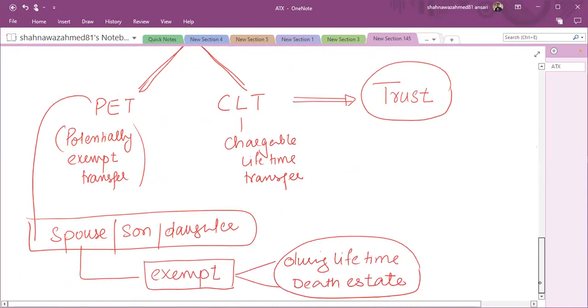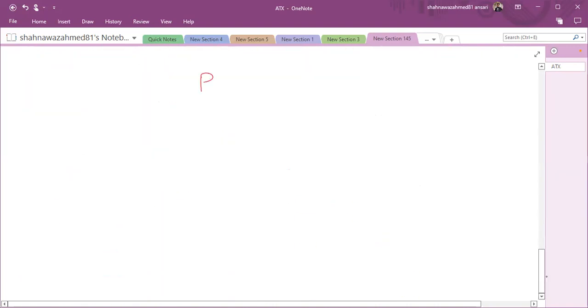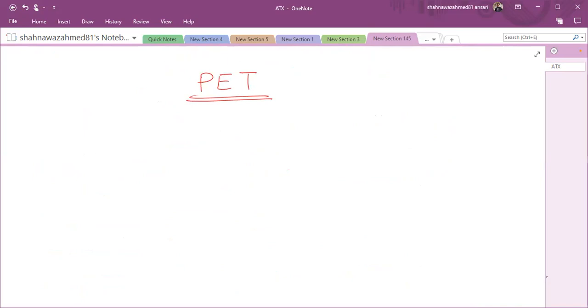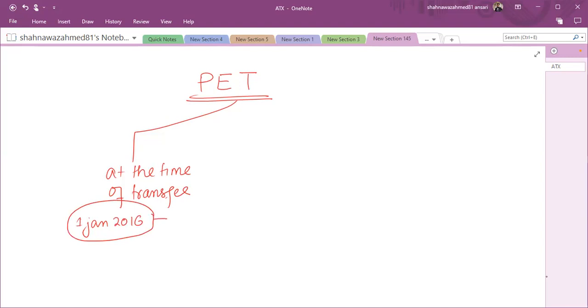Now, if there is a lifetime transfer which is classified as a PET, a potentially exempt transfer, will that be taxable or not? At the time of transfer, there will be no tax. For example, someone has given a gift to his son on 1st January 2016, and the value of the gift is 250,000, suppose. So there will be no tax in that particular tax year.